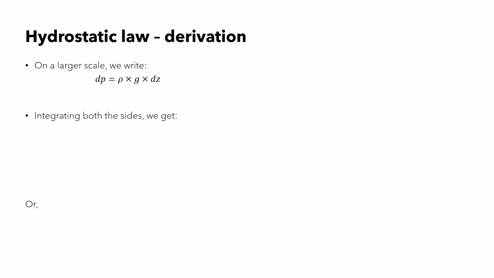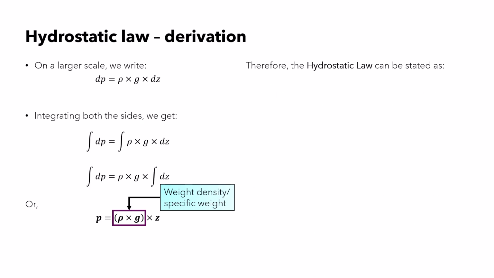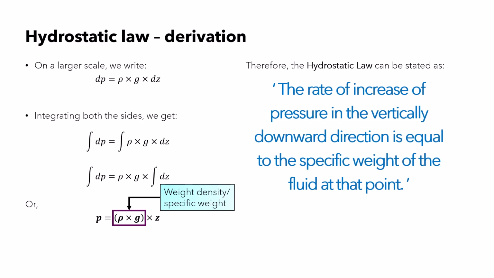Integrating both the sides, we get p equals rho into g into z. Here, rho into g is also called weight density or specific weight. Therefore, the hydrostatic law can be stated as the rate of increase of pressure in the vertically downward direction is equal to the specific weight of the fluid at that point.